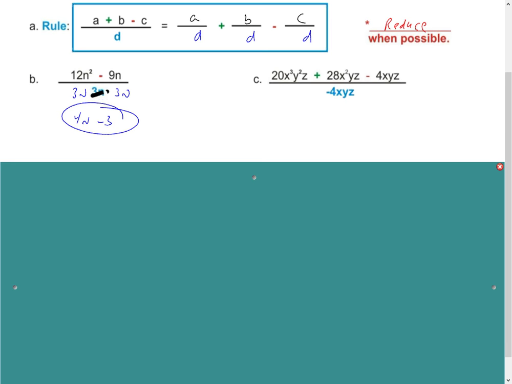All right, so second one, go ahead and do the same thing. Be careful, you got a minus 4xyz in the denominator. So underneath each term, you need to put that negative 4xyz. And again, you could take a whole extra step, but we're just going to do that. Go ahead and finish that one out.